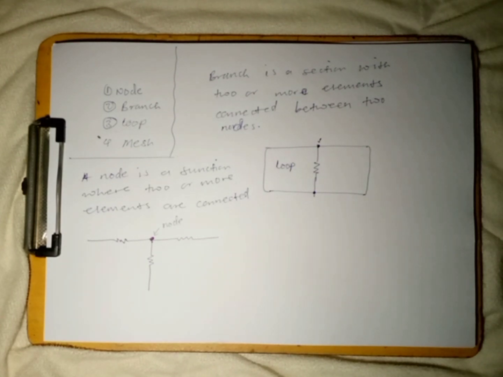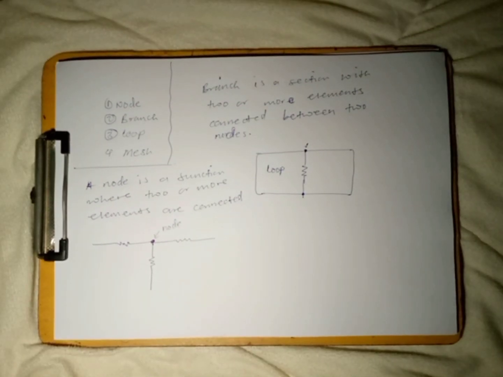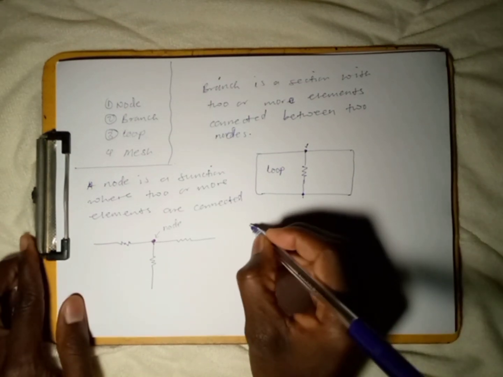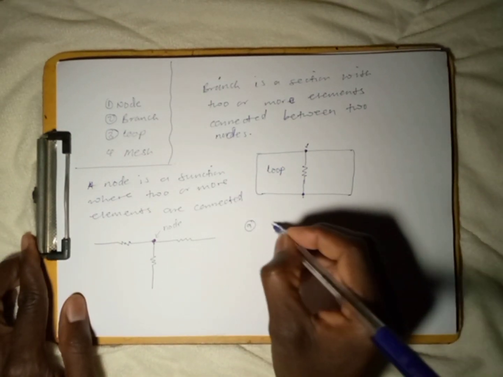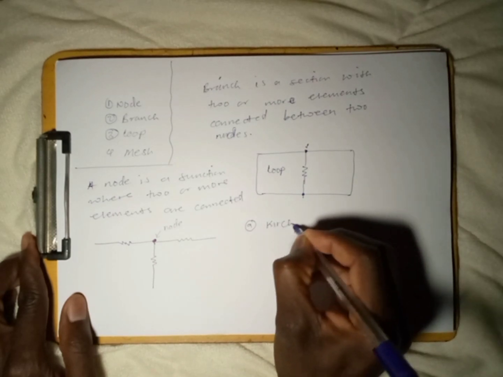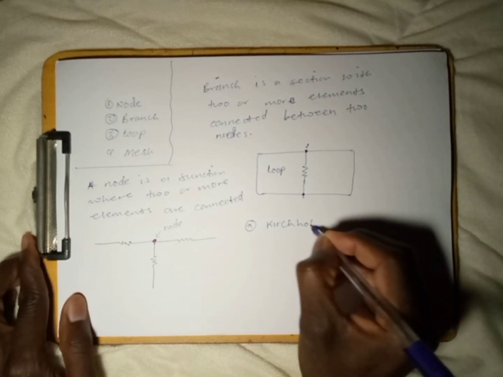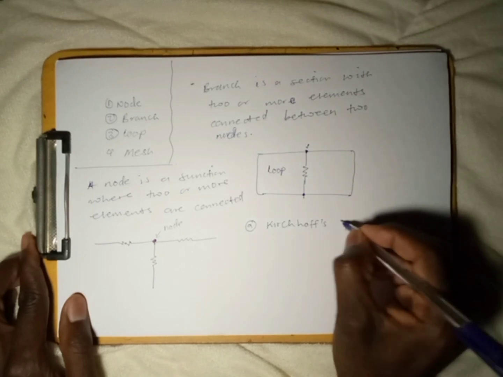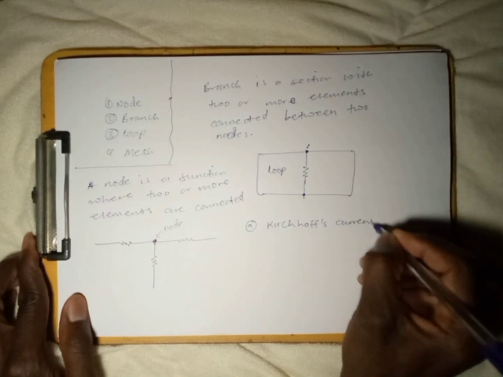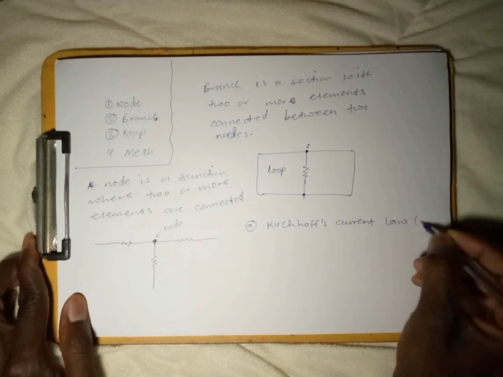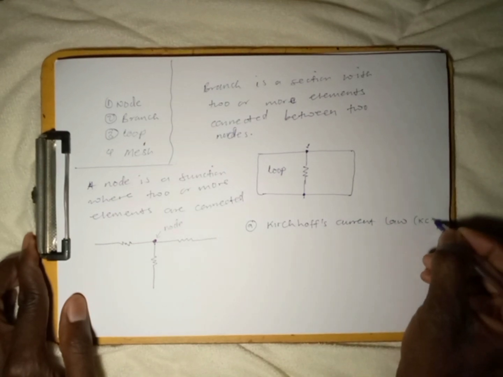But let's try to understand what Kirchhoff's law is all about in detail now. Okay, all right, we proceed. I believe in first year we were told that we have two kinds of Kirchhoff's laws. And what are these kinds of Kirchhoff's laws? The first one is Kirchhoff's current law. Some people will call it KCL.